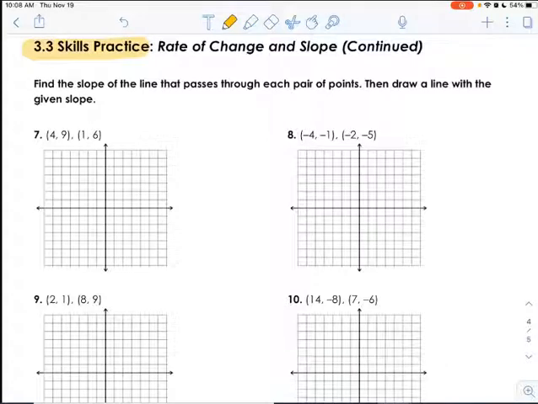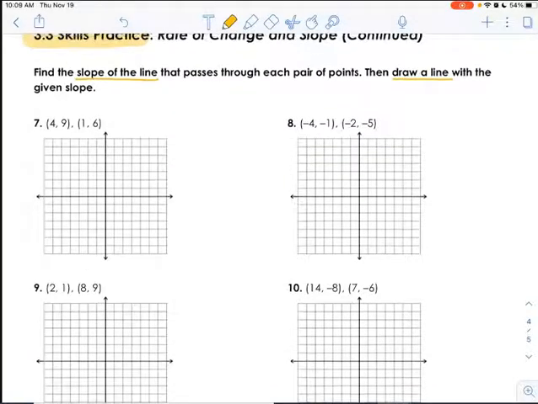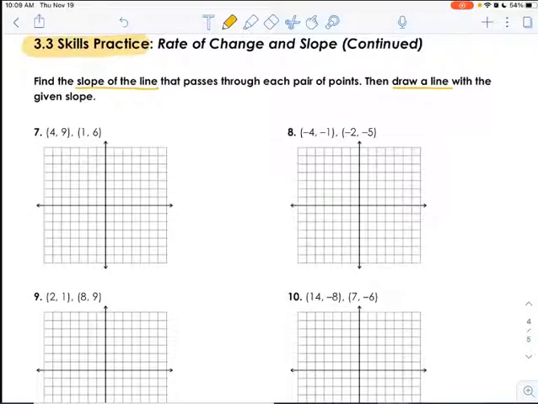And here are the directions. We're going to find the slope of the line, and then we're going to draw the line, and we're going to kind of verify that we found the slope correctly. So this is skills practice. So I'm going to be doing all the odds with you, and then you'll be on your own to do 8, 10, and 12, and that's what you'll be submitting on Canvas.